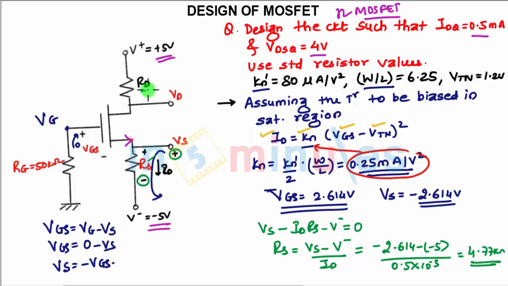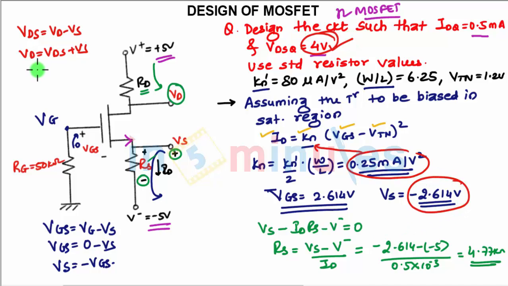In order to find the value of RD, we should know the value of VD. Before applying KVL, I need to find VD. I can write VDS as VD minus VS. This is one way to find it. From this I can find VD as VDS plus VS. VDS is given in the question and VS we have already found. So adding these two values, you can find VD as 1.386 volts.